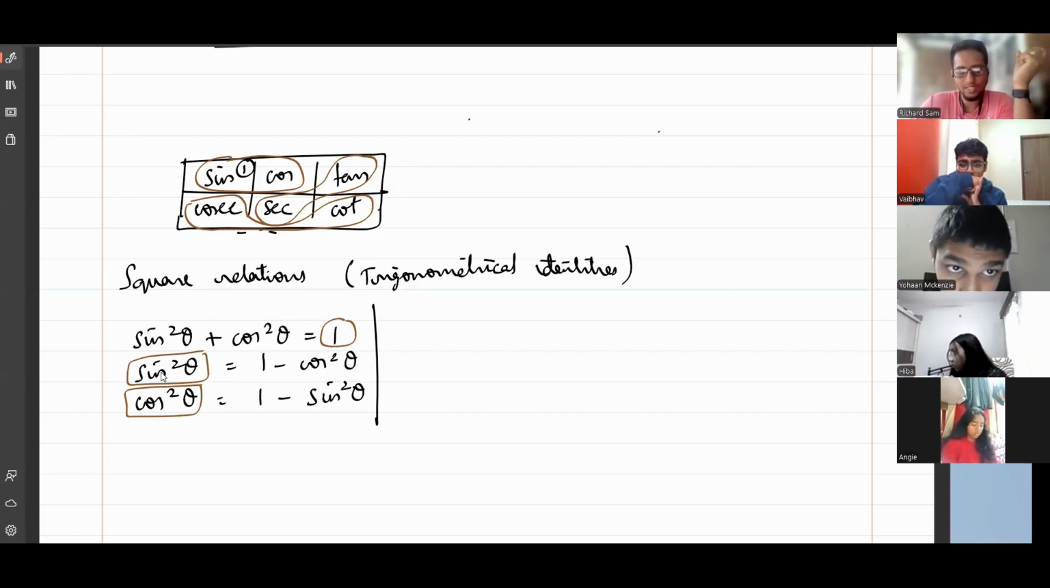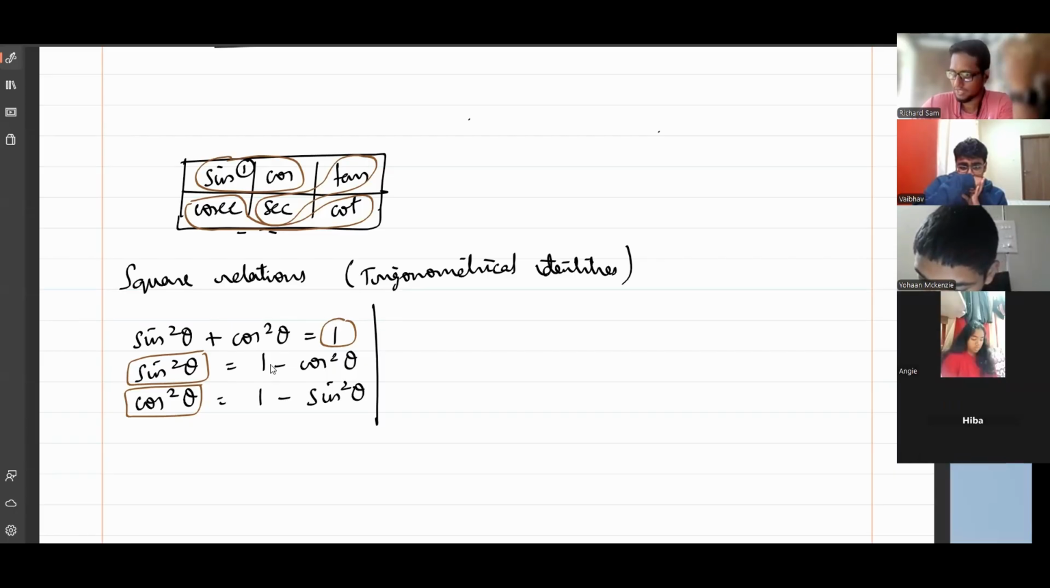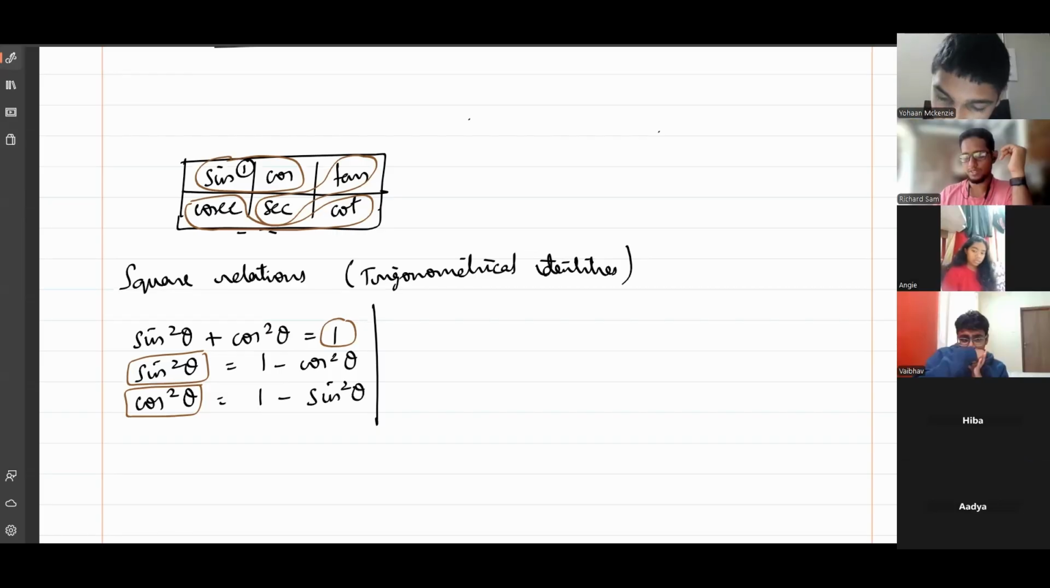In the second one also, sine square theta is 1 minus cos square theta. 1 minus, because 1 is the biggest. So big minus small. The third equation also, cos square theta is 1 minus sine square theta, which means 1 is the biggest. Learn it. As you're writing it, please learn these identities or square relations.